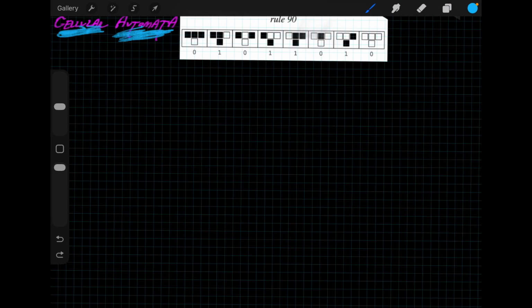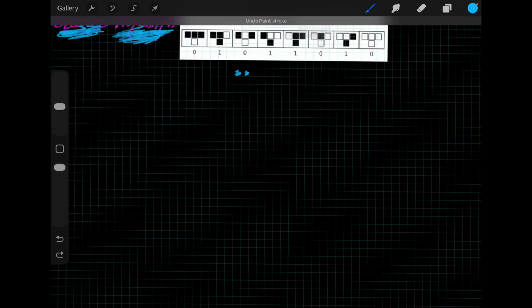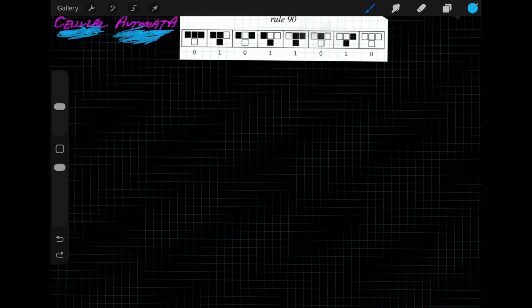Okay, so today we're going to learn about what's called cellular automata. So, what is cellular automata? Basically, what we have here is a bunch of cells, these little squares that you have, this grid. And cellular automata are just simple programs, and this is one example of a cellular automaton.